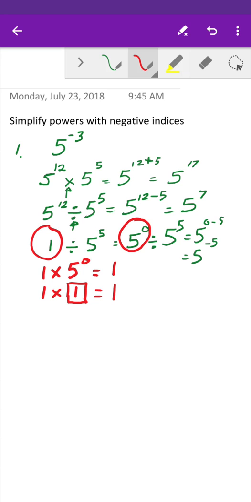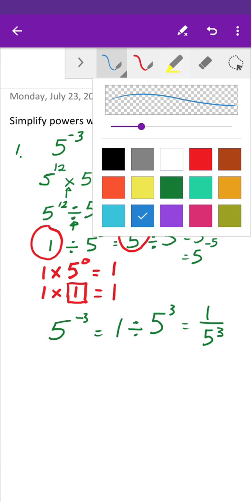So let's go back to 5 to the power of negative 3. So technically, 5 to the power of negative 3 is equal to 1 divided by 5 to the power of positive 3, and that is 1 over 5 cubed. So whenever we have a negative index, we have to realize that negative means a divide.